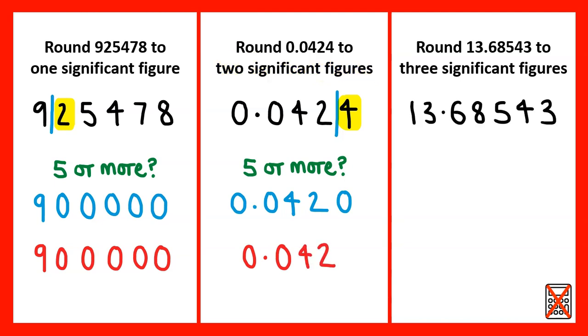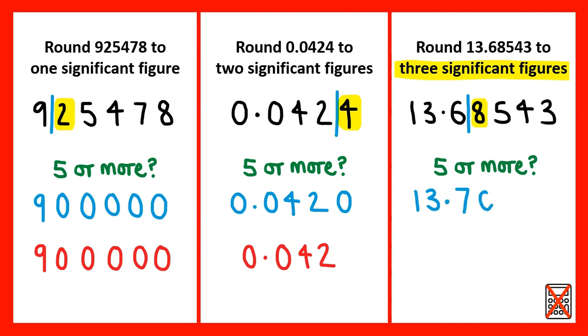Lastly, we're rounding 13.68543 to three significant figures. This is my first significant figure, my second, so this one here would be my third. My rounding line afterwards, and looking at the next number to decide whether it's 5 or more. In this case we have 8, which is 5 or more, so this number needs to be rounded up by adding 1 to the number before the rounding line to give me 7, and everything after the rounding line will still change to a 0, meaning my final answer will be 13.7.